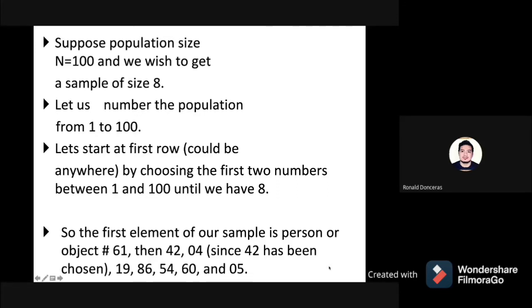So the first element of our sample is person or object number 61. Then you could have 42, you have 04. Since 42 has been chosen, okay, 19, 86, 54, 60, and 05. So you could do as simple as that.